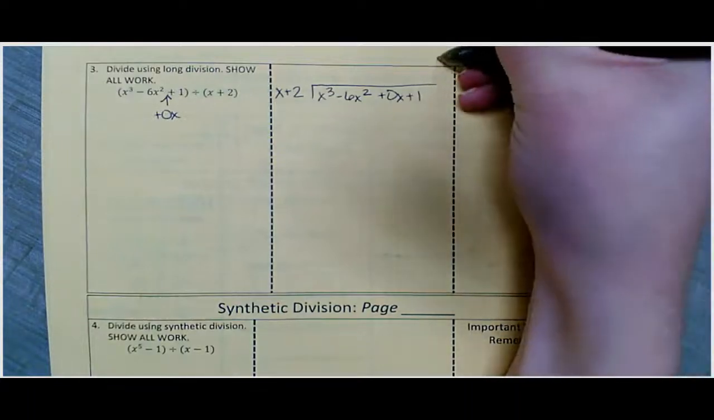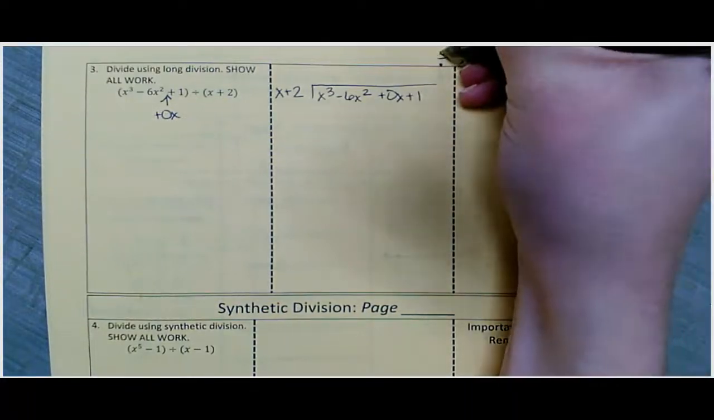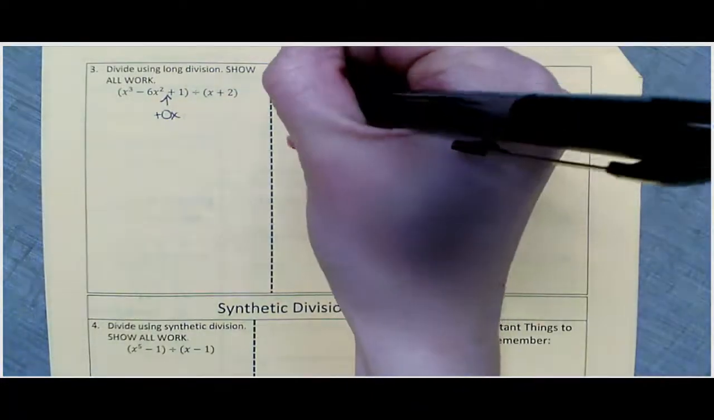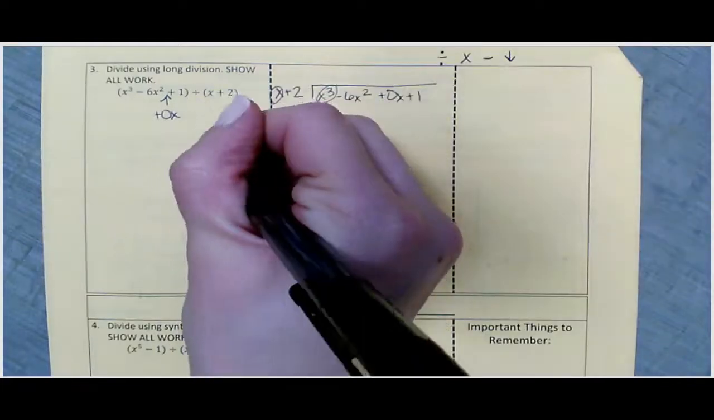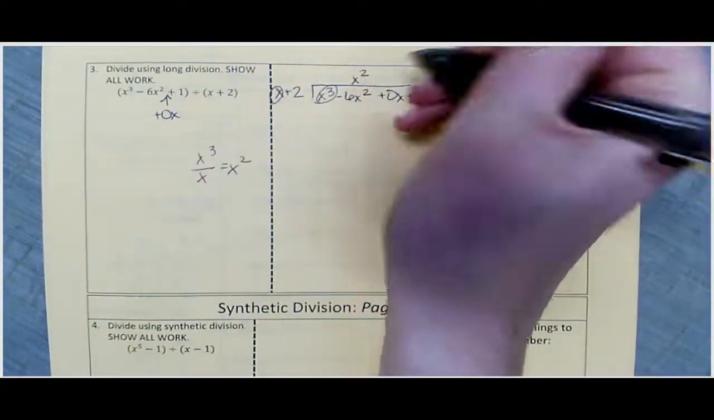Again, my steps are to divide, to multiply, to subtract, and to bring down. So, to divide, x cubed divided by x is just x squared, so that goes up in my answer.